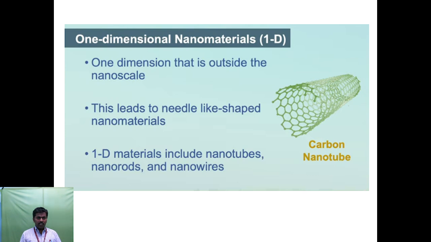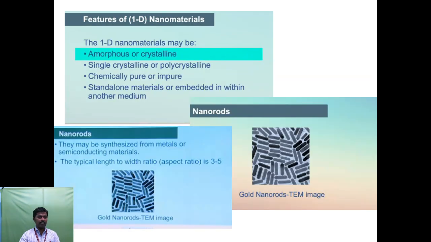Next, one-dimensional nanomaterials. In one-dimensional nanomaterials, one dimension is outside the nanoscale. This leads to needle-like shaped nanomaterials. The best examples are carbon nanotubes, nanorods and nanowires. These are examples of one-dimensional nanomaterials. The main features are: one-dimensional nanoparticles may be amorphous, crystalline, single crystalline or polycrystalline. They may be chemically pure or impure.